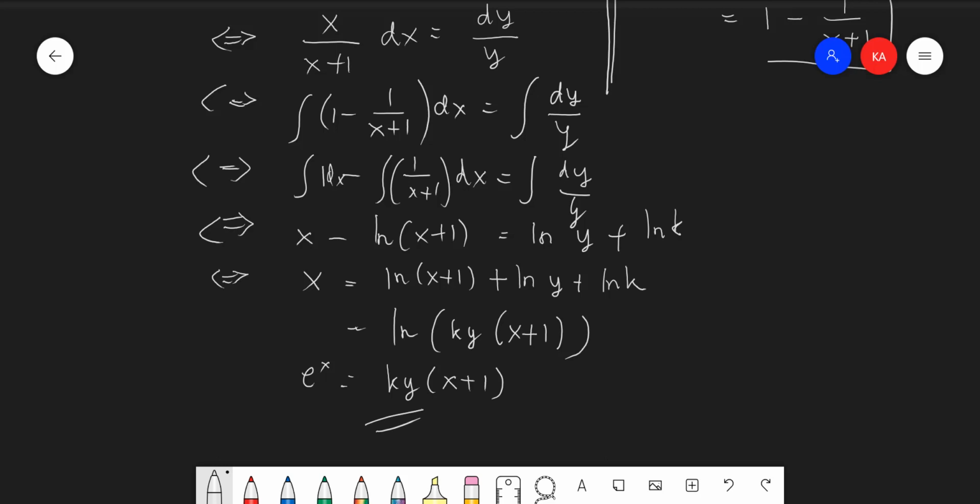So this is another example for separable variables. I think this is enough for this method. See you in another method for ODE.